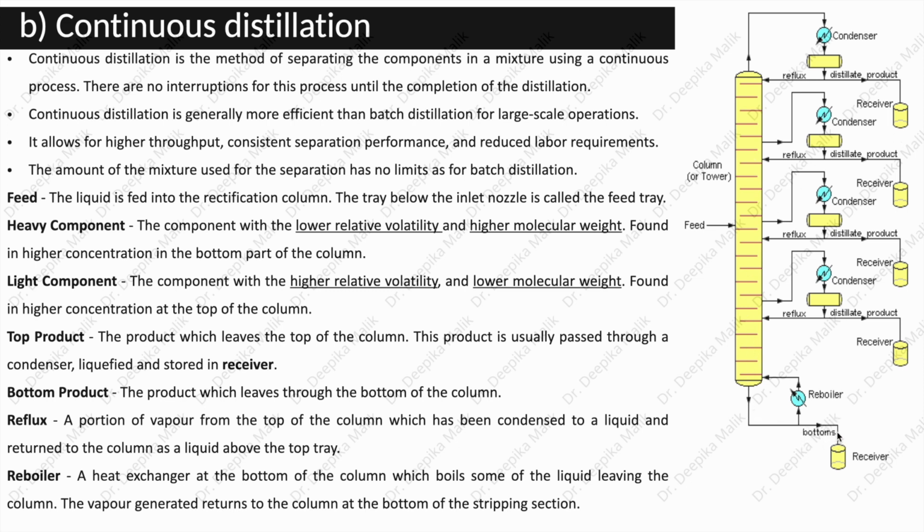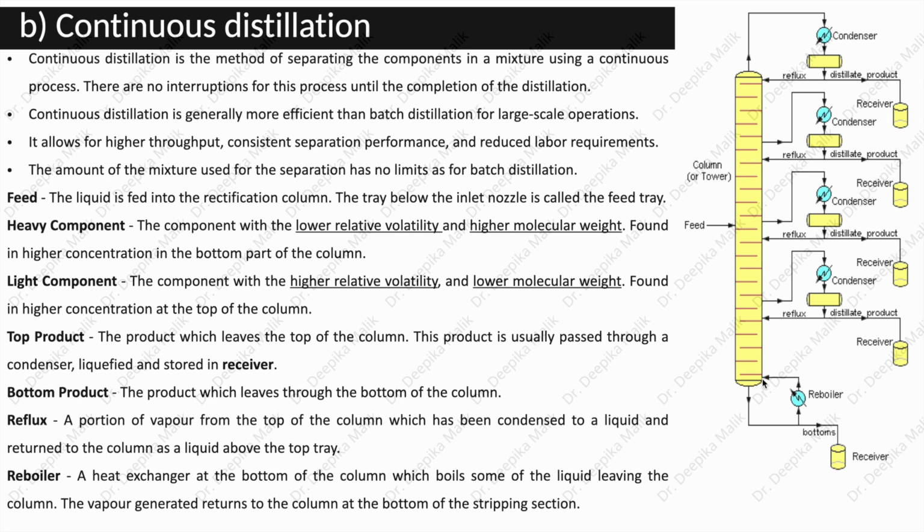A reflux is a portion of vapor from the top of the column which has been condensed to a liquid and returned to the column as a liquid from above the top tray. And then reboiler is a heat exchanger at the bottom of the column which boils some of the liquid leaving the column. The vapor generated returns to the column at the top of the stripping section.